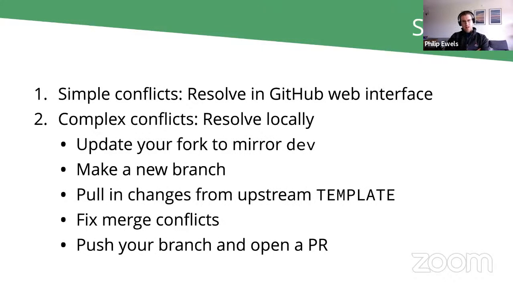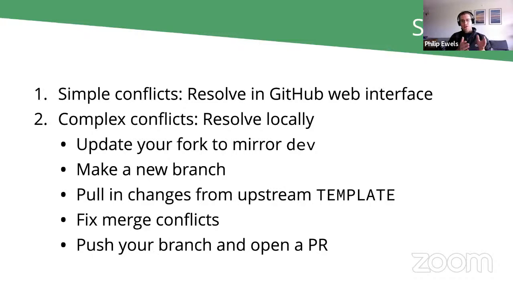So the process then is to update your personal fork of the repository, so it's up to date with dev, make a new branch to do this work, and then you pull in the changes from an upstream repository on the template branch. Now, if you watched the last bytesize talk I gave, I talked a little bit about how to pull in changes from upstream repositories. So check that out if you're not quite sure.